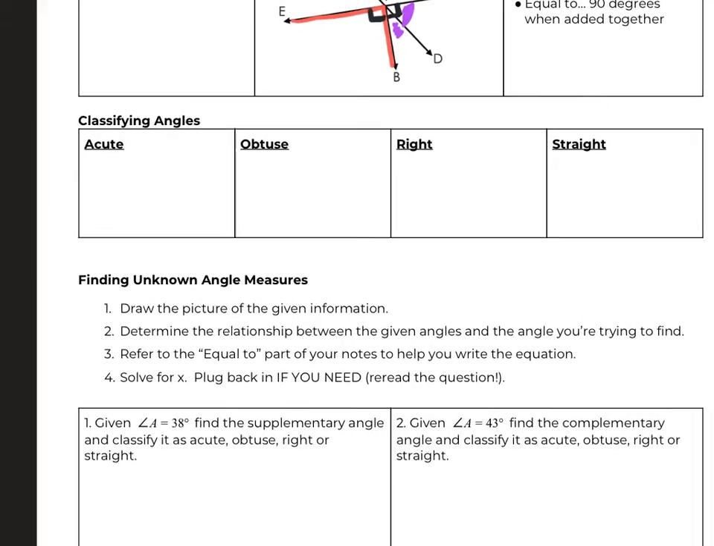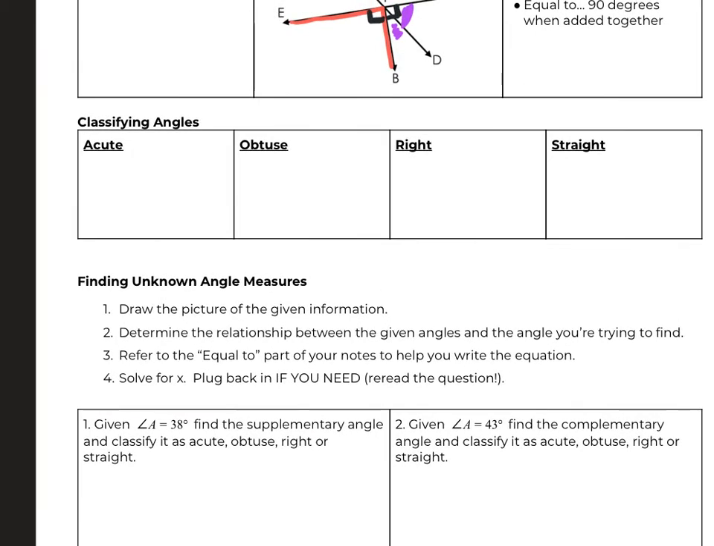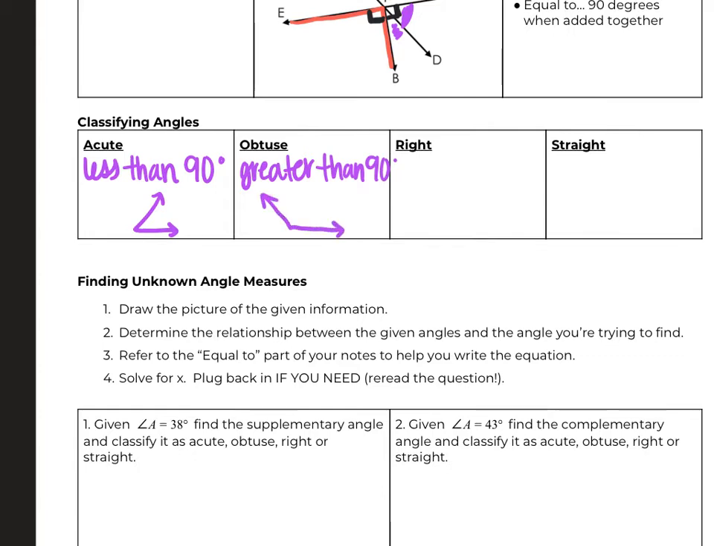Okay, now this part is definitely a review. So classifying angles, acute is when an angle is less than 90 degrees. So it looks something like this. Obtuse is greater than 90. And it's going to be really a wide opening. A right angle is exactly 90 degrees. And remember, it's going to have that square for you, just because we can't really tell the difference between maybe 89 and 91 and 90.